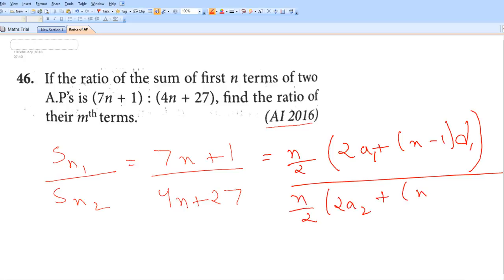Here I have assumed that the first term of the first AP is A1, the common difference of the first AP is D1, the first term of the second AP is A2, and the common difference of the second AP is D2.